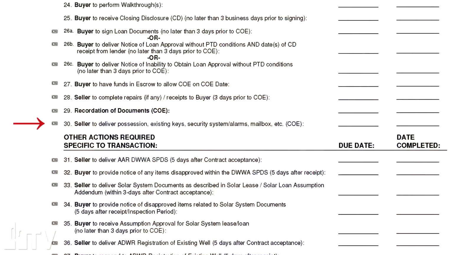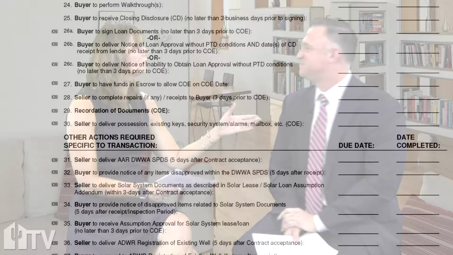Yeah. And the last one in the standard contract with no addenda attached is the seller to deliver possession, existing keys, security system alarms, mailboxes, etc. at close of escrow. Can you deliver a cure notice after close of escrow? And why would someone do that?